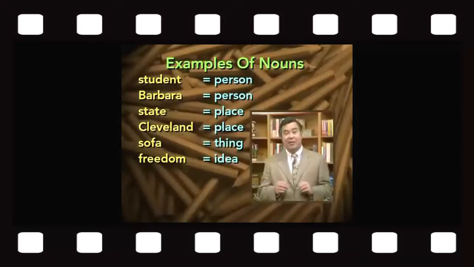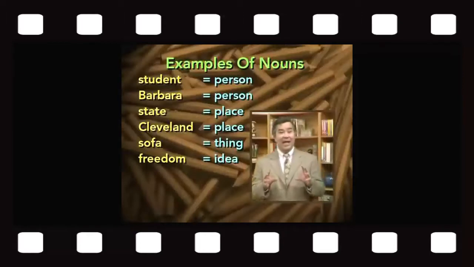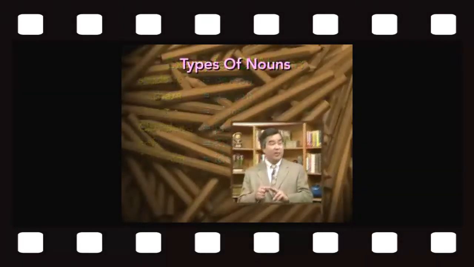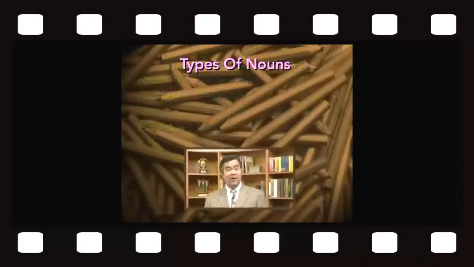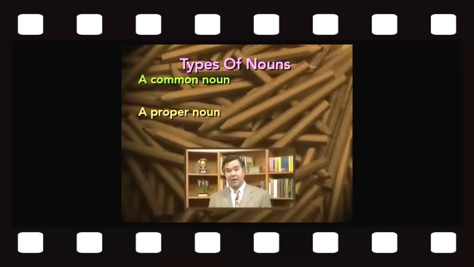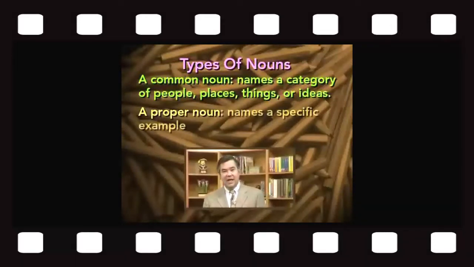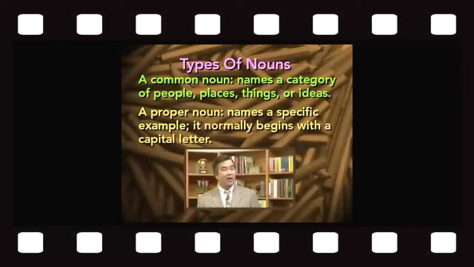And that's another example of a kind of noun, a noun that names an idea. Now, within the broad category of nouns, there are two particular types of nouns that you need to be aware of. These are a common noun and a proper noun. A common noun names a category of people, places, things, or ideas. A proper noun names a specific example. A proper noun normally begins with a capital letter.